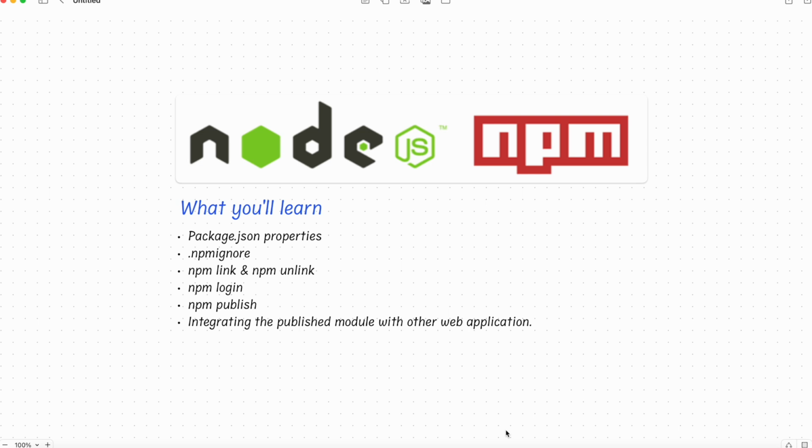Here is a quick overview of the key topics that we will be covering in this video. Package.json properties. We will look into the essential properties of the package.json file that you need to configure for your module. .npmignore. We will discuss how to use this file to exclude the unnecessary files from your npm package, and the commands like npm link and unlink to test your module locally and unlinking it after the testing is done, and the npm login and npm publish to authenticate and publish your module to the npm registry. Finally, we will show you how to integrate your newly published module into other web applications. Let's get started and dive into each of these topics.